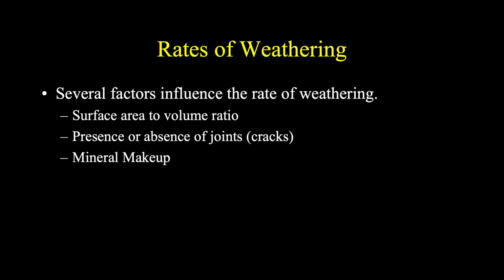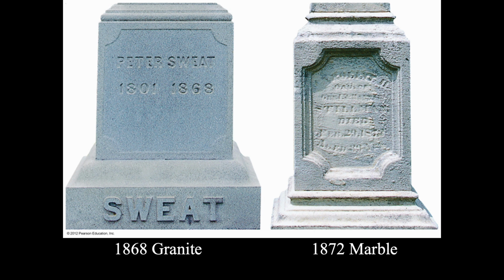The next factor is the mineral makeup of the rock. Some minerals are more susceptible to weathering than other minerals are. Here we have a couple of examples. This is a granite tombstone from 1868 versus a marble tombstone from 1872. So this tombstone is younger, but this tombstone is much better preserved. That's because the minerals that make up the granite are much more resistant to chemical weathering than the minerals that make up the marble. Marble is made of the mineral calcite, and calcite is very susceptible to dissolution by acids, including carbonic acid, which we talked about before.